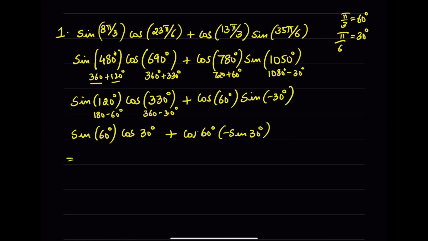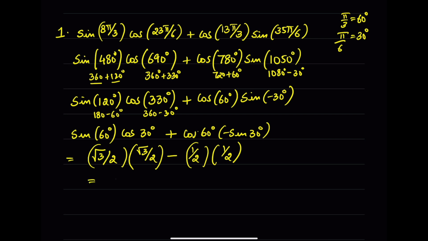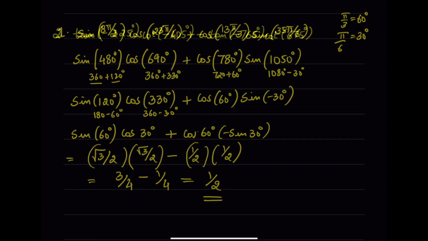Okay, now let's apply the values. Sine 60 is square root of 3 by 2 multiplied by cos 30, which is again square root of 3 by 2. And this would change to minus cos 60, which is 1 by 2, times 1 by 2. So we would have 3 by 4 minus 1 by 4. So our answer would be 1 by 2. So 1 by 2 is the answer for question number 1.